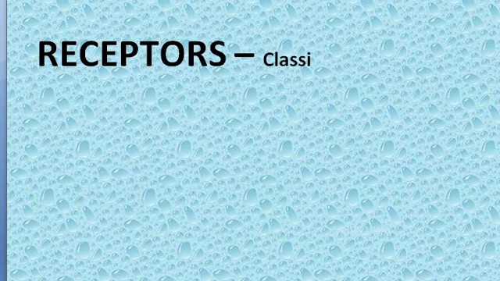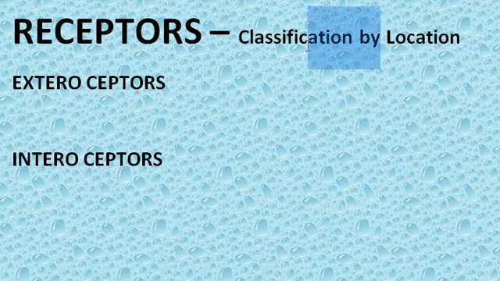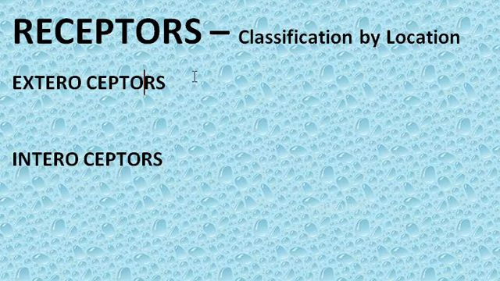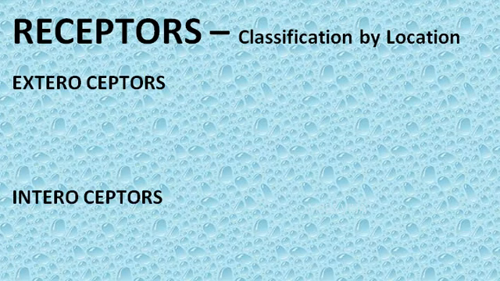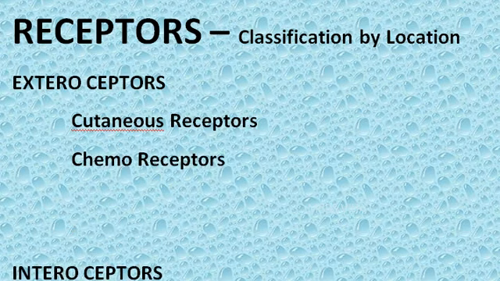Classification can be based on location. Based on location, you can have exteroceptors and interoceptors. Now exteroceptors means the stimulus, whatever is outside, it is trying to sense it. So you can have cutaneous receptors, you can have chemoreceptors, you can have telereceptors. Fine, we'll come to the detail.